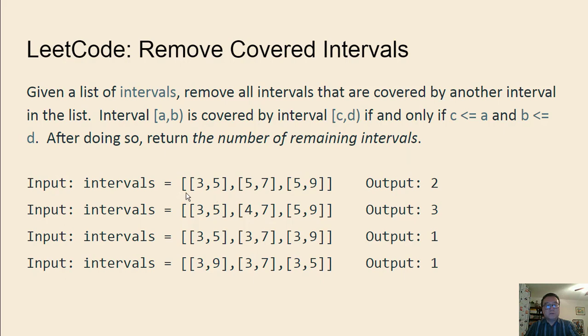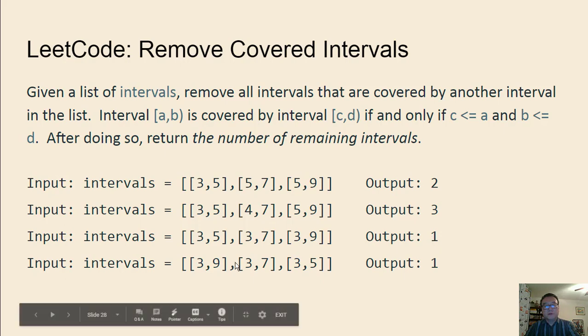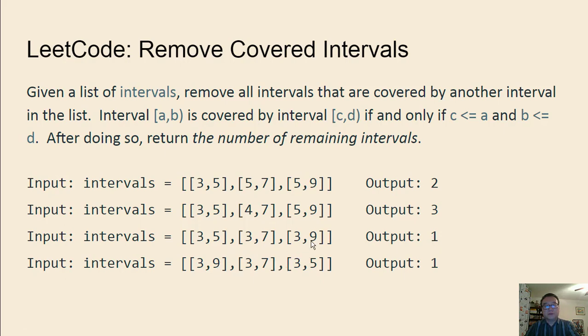So here are some sample inputs. In this one, we have 5, 7 covered by 5, 9, so it should be deleted. Then we have 3, 5 and 5, 9 remaining, so 2 remaining. In this one, 3, 5 and 4, 7: neither is covered by the other. 4, 7 and 5, 9: neither covered by the other. 3, 5 and 5, 9: neither covered by the other, so all 3 can remain. And in this one, we have 3, 9 that covers both 3, 5 and 3, 7, so remaining should be 1. The next one is actually the same 3 intervals, but in a different order.